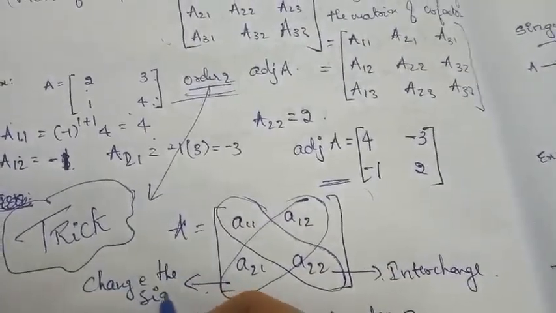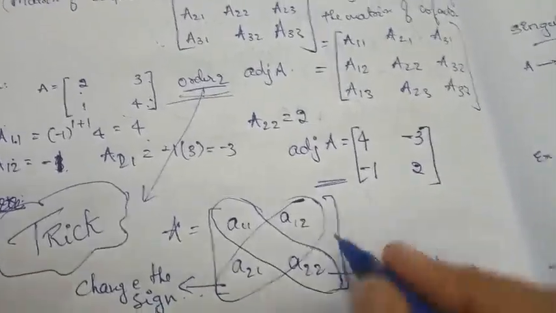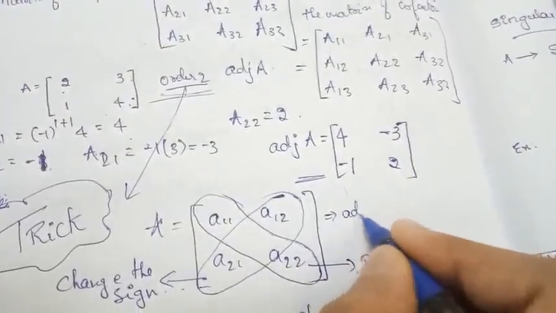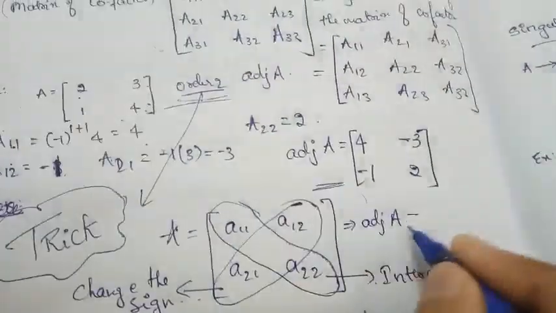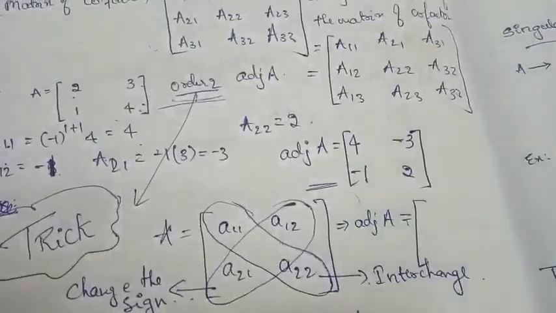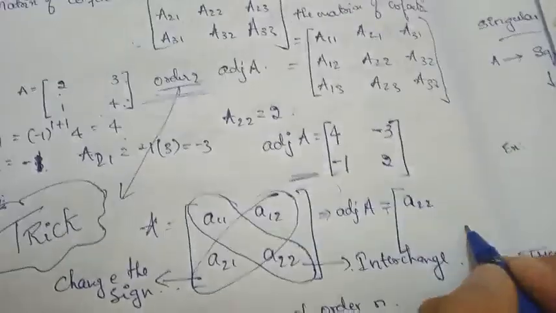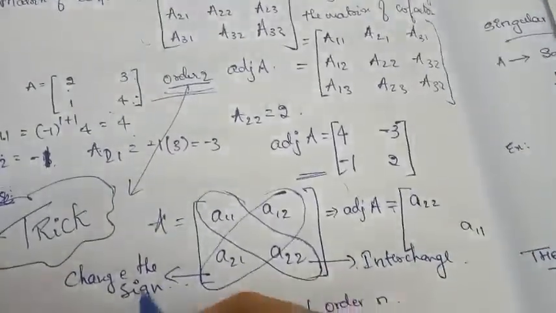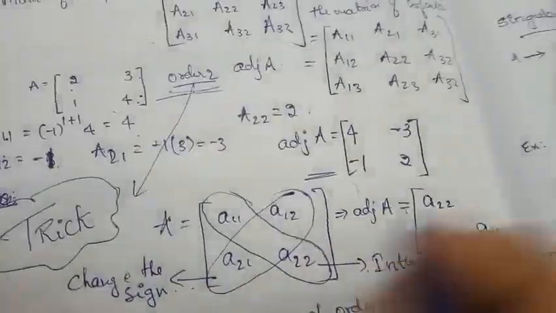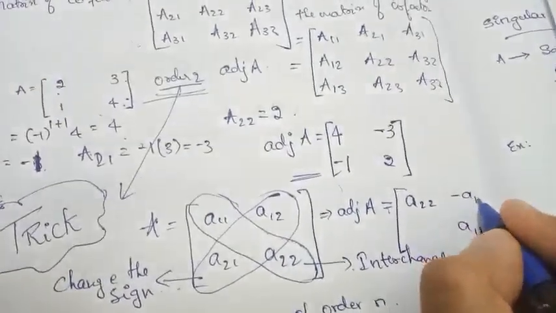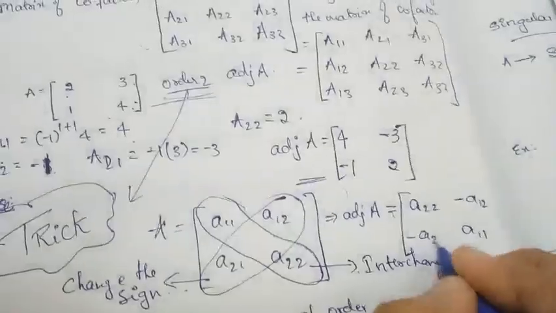Here we are going to change the sign. So that is nothing but the adjoint of A. For this element, if I write the adjoint of A, what about these elements? Interchanging, so A22, A11. What about this one? Elements are written as they are, we are just changing the sign. That is minus A12, minus A21.